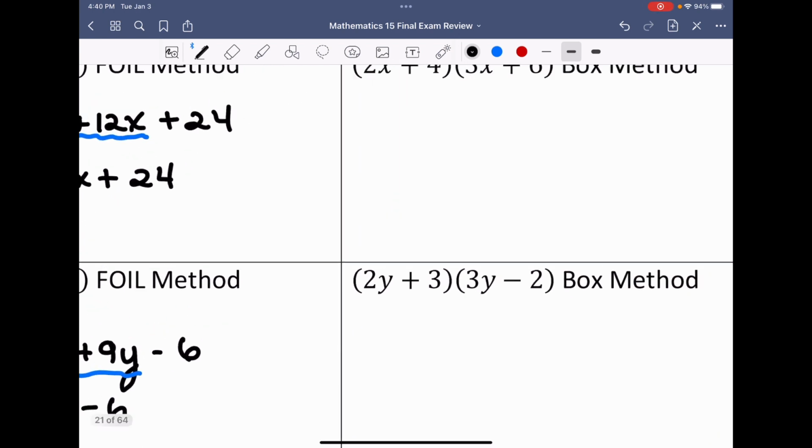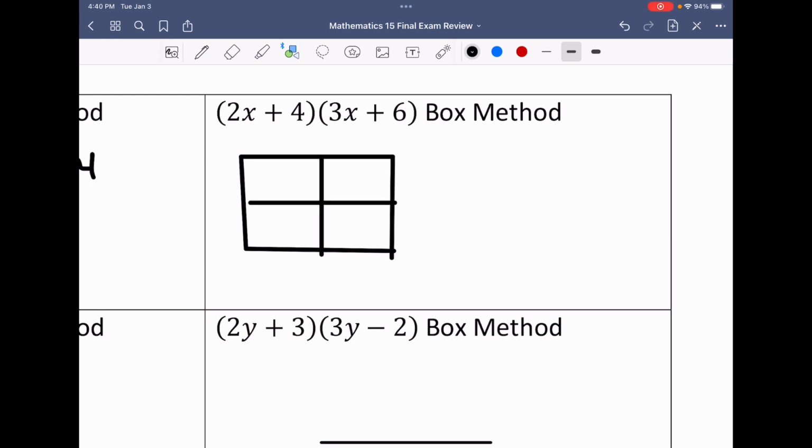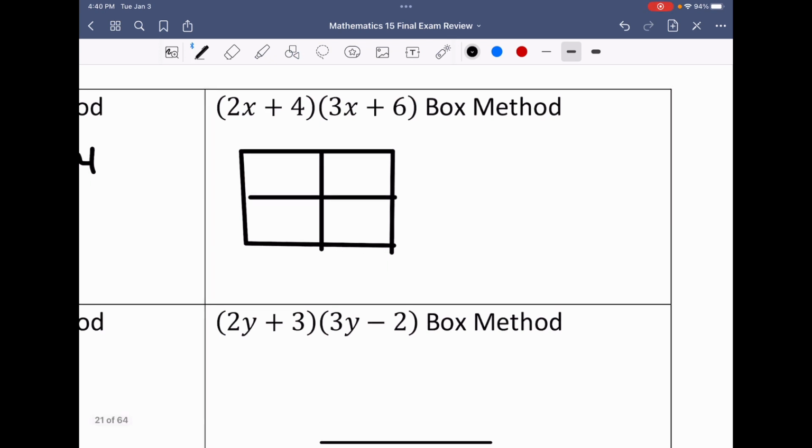All right, now let's go over to our box method examples. Box method is very, very similar, just slightly different. What we're going to do is create a box. You can outline just a simple square like this. You can create 4 sections or just a simple cross through it. We're going to take one binomial and list it on the left, and then one binomial and list it on the top. So I'm going to go 2x and 4. I've put this binomial on the left, and then I'm going to put this binomial on the top. So it's going to be 3x and then 6 here.